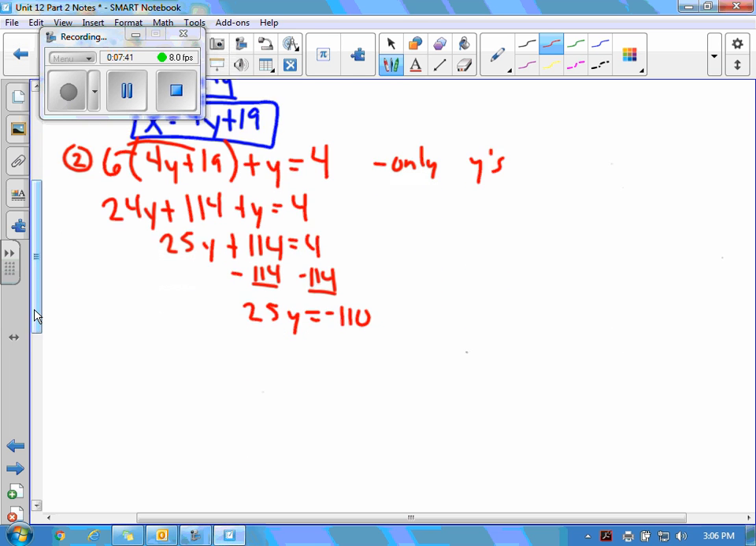Then to solve for y, I divide both sides by 25. So I get y equals negative 4. I just punch that in my calculator. Totally fine that I have a decimal. It's not a big deal at all.